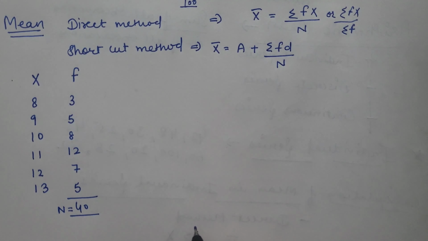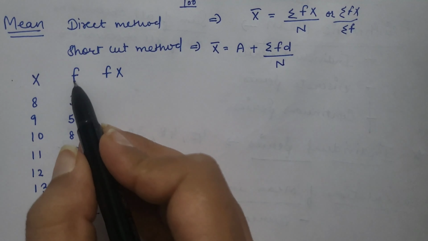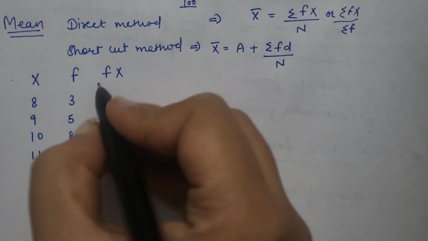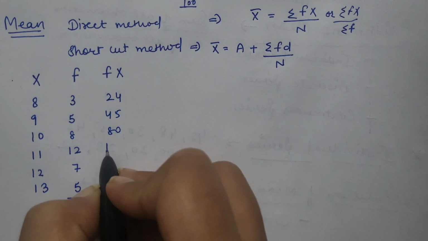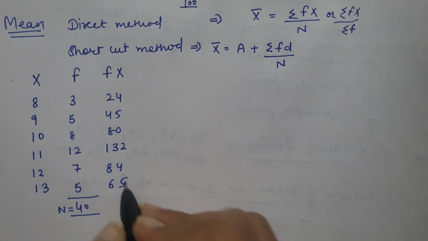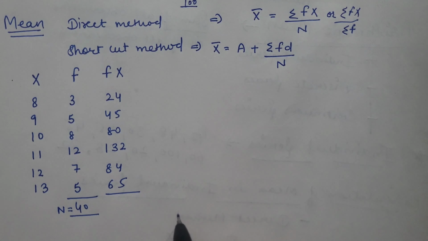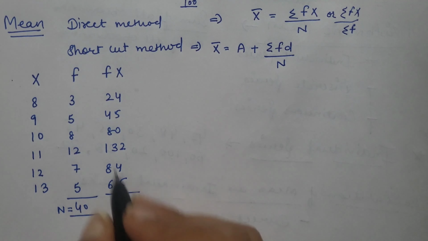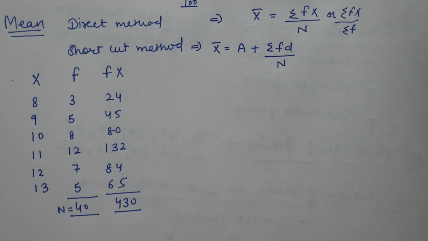If we apply the direct method here, you have to multiply f with x. 8 3s are 24, 45, 80, 132, 84 and 65. You can add the data. If you are a student of BCom, then you can use a calculator as well. So by calculating, this is 430.